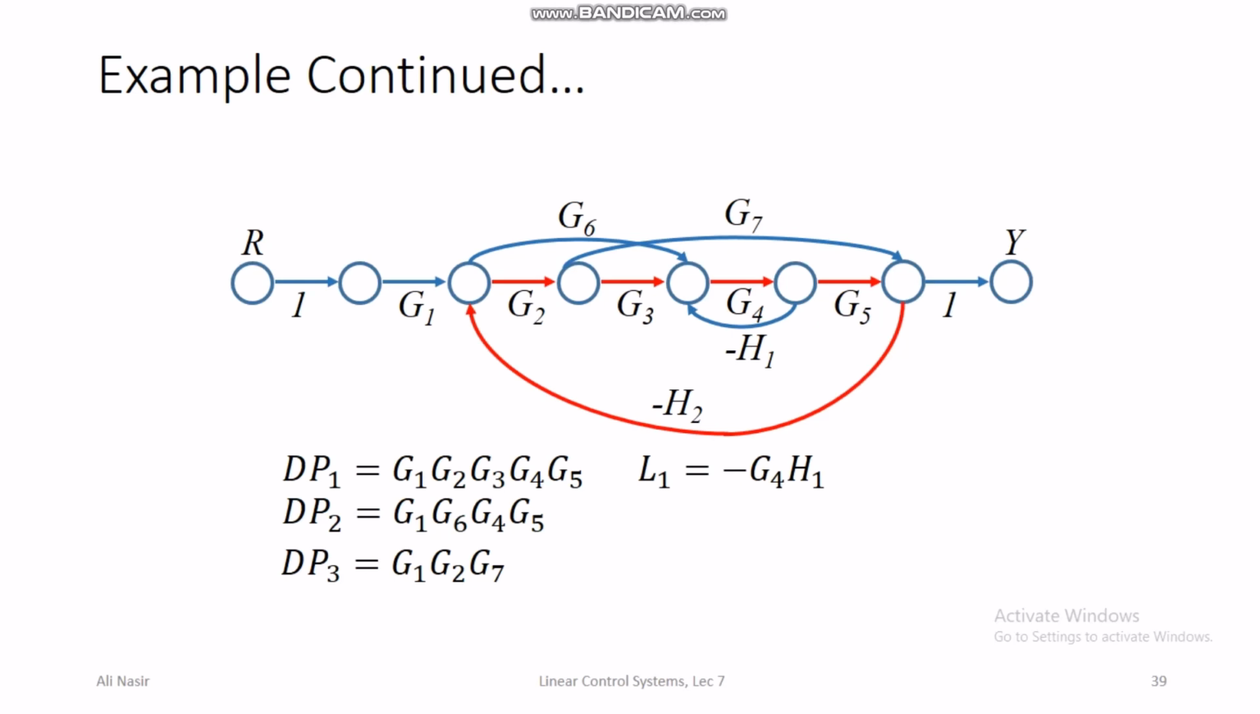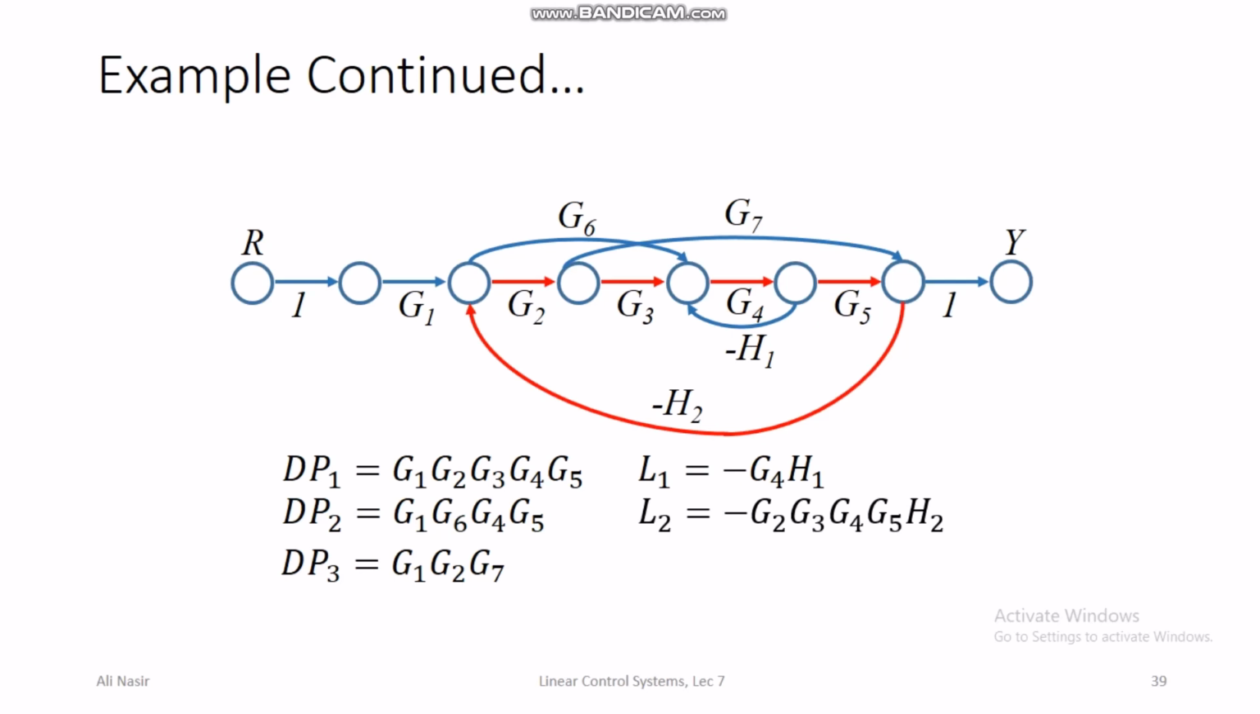Next we see that there is another loop in the signal flow graph, which is highlighted in this slide: G2, G3, G4, G5 and H2. So this is also a negative loop, minus G2, G3, G4, G5, H2. We call this L2. This is the second loop in the signal flow graph.